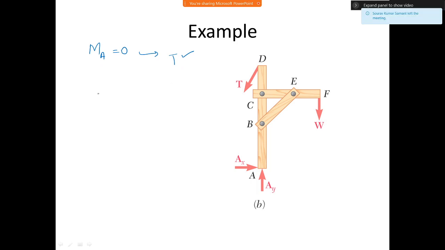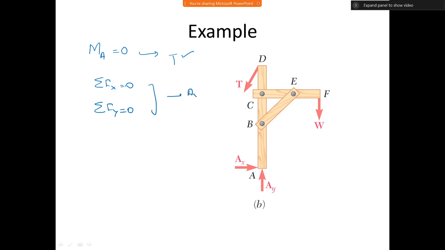Now this can be solved, and then I can write summation of Fx is equal to 0, summation of Fy is equal to 0, and from these two equations I can solve for Ax and Ay, right? So in this problem, which is a simple problem, I have 3 unknowns and I can solve it right from the beginning. So it's a very simple problem. The tension is known, the reaction forces are known.